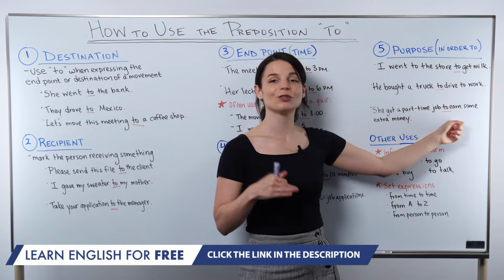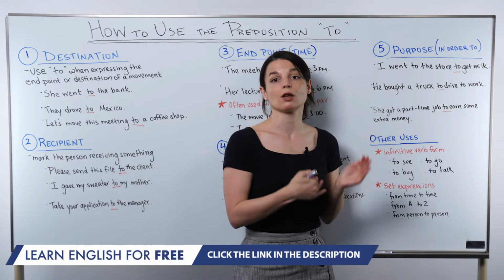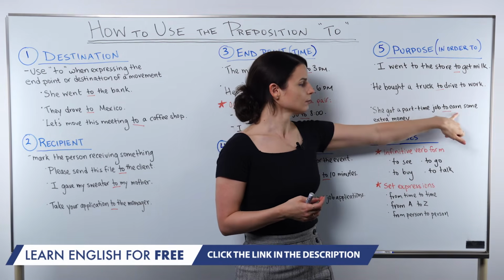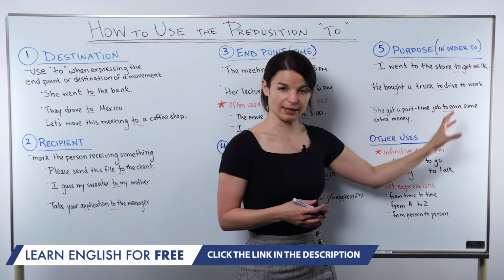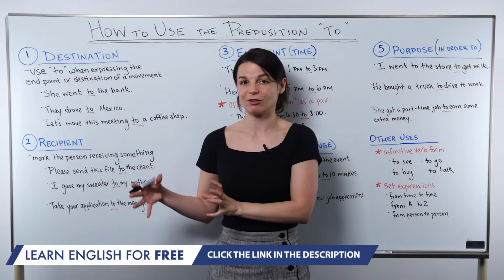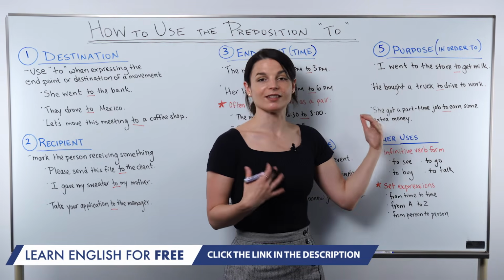In order to earn some money. So when you see this extra information, this reason for doing something, we use to after, generally like a past tense statement, at least in these examples. We use this to plus that extra information to express the purpose of the situation.